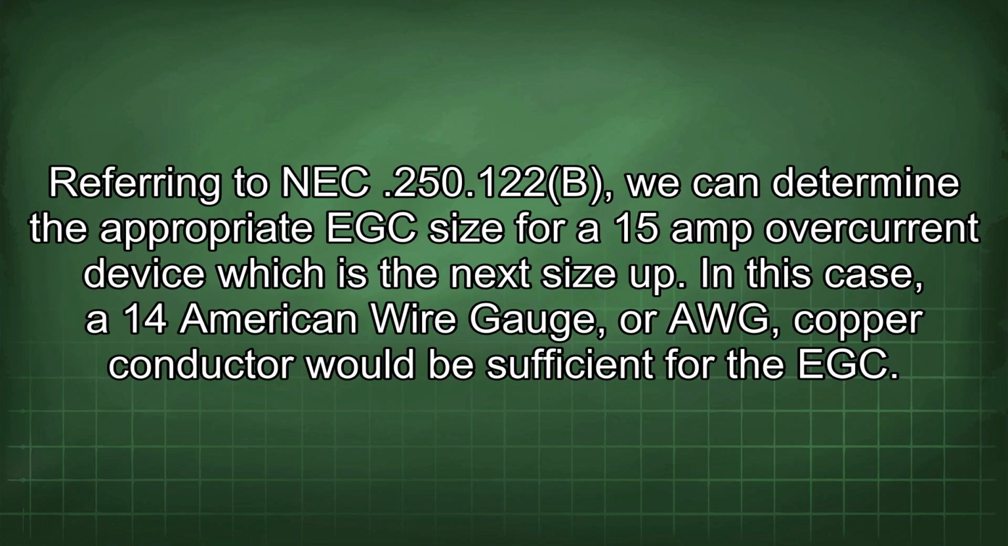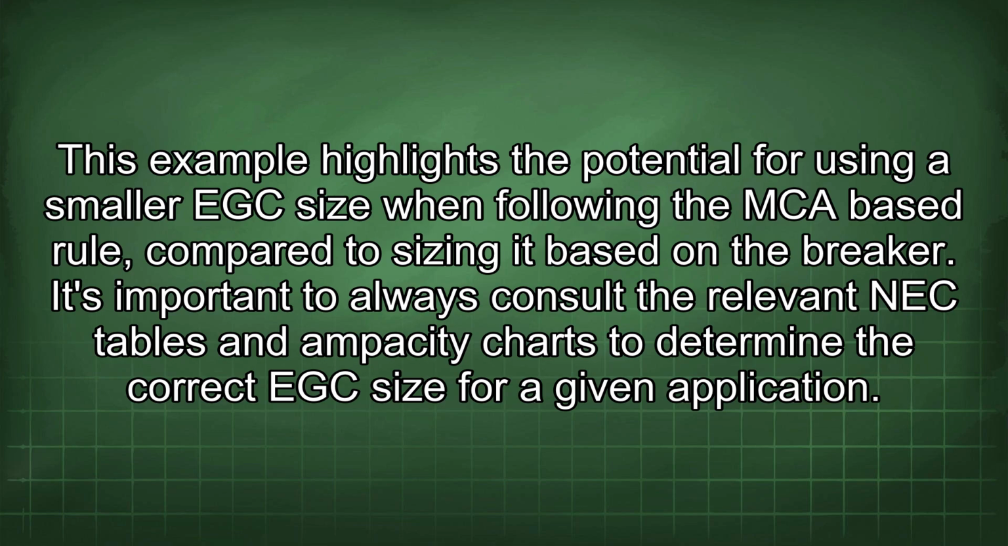Referring to NEC 250.122(b), we can determine the appropriate EGC size for our 15 amp overcurrent device, which is the next size up. In this case, a 14 American wire gauge, or AWG, copper conductor would be sufficient for the EGC. This example highlights the potential for using a smaller EGC size when following the MCA-based rule compared to sizing it based on the breaker. It's important to always consult the relevant NEC tables and ampacity charts to determine the correct EGC size for a given application.